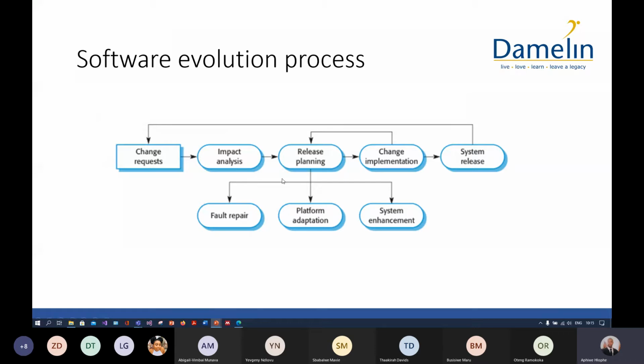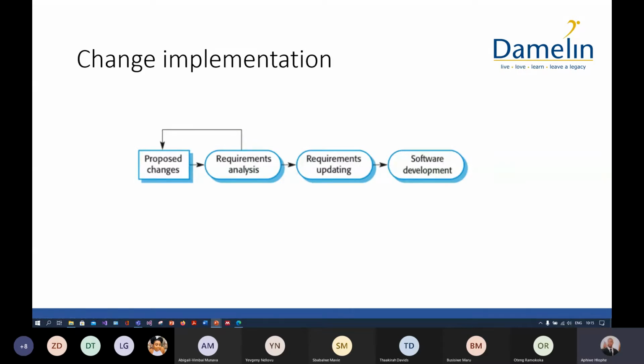So for every single time you're having a change, you will go through this process, and certain processes have their own processes as well, like change implementation. You're going to see in the next slide. Change implementation as well has its own process.